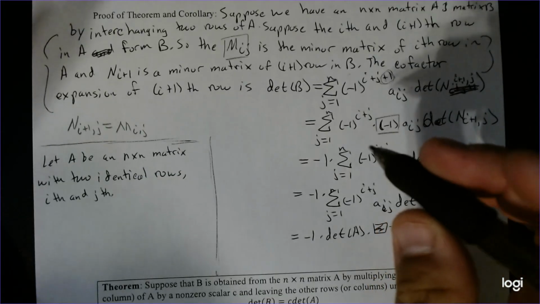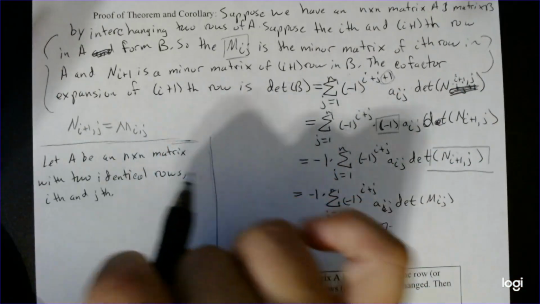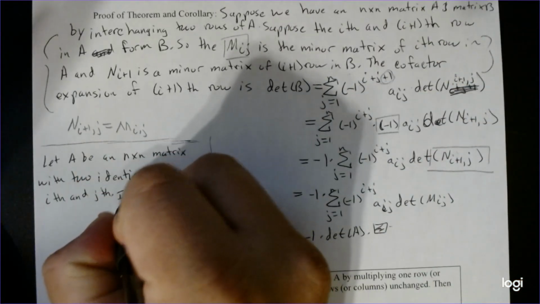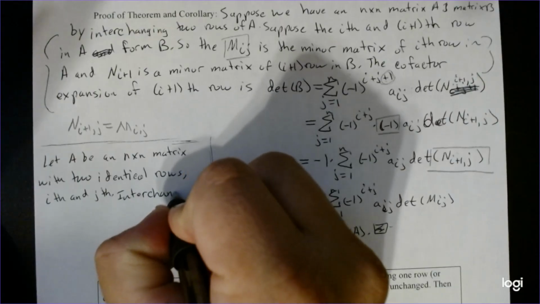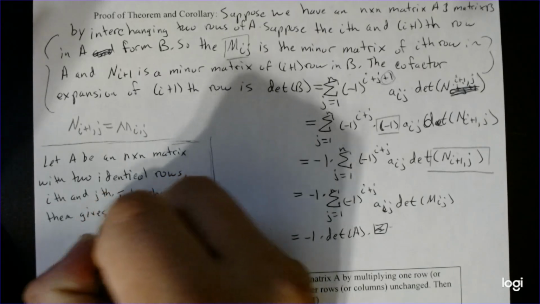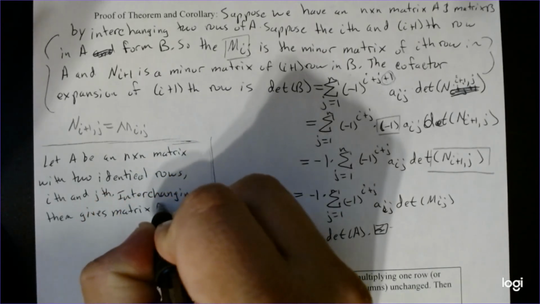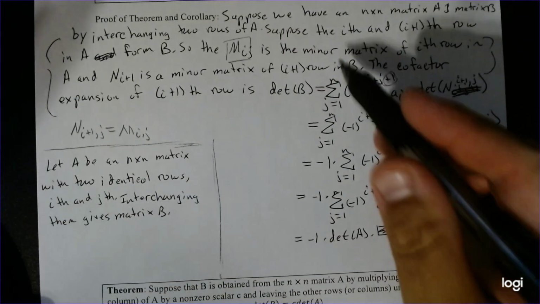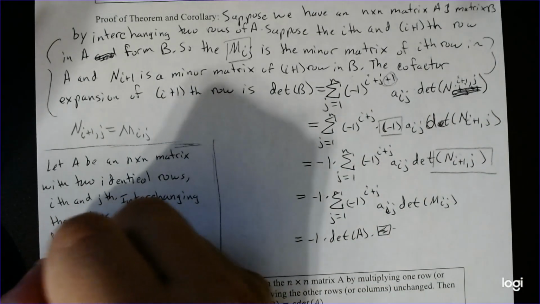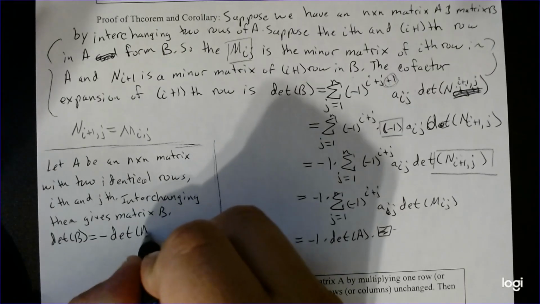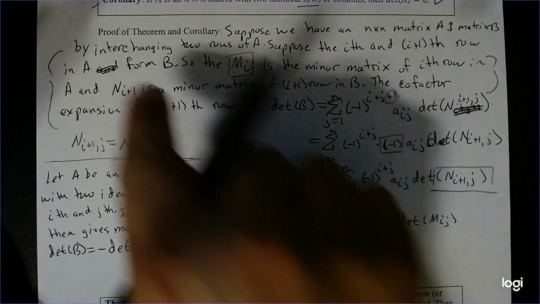Now we're going to use this theorem itself. If we interchange them to get matrix B, so if I literally just swap places, I now get matrix B. All right, so now by this theorem, I know the determinant of B is equal to negative 1 times the determinant of A, just by knowing that fact, because we just proved it.